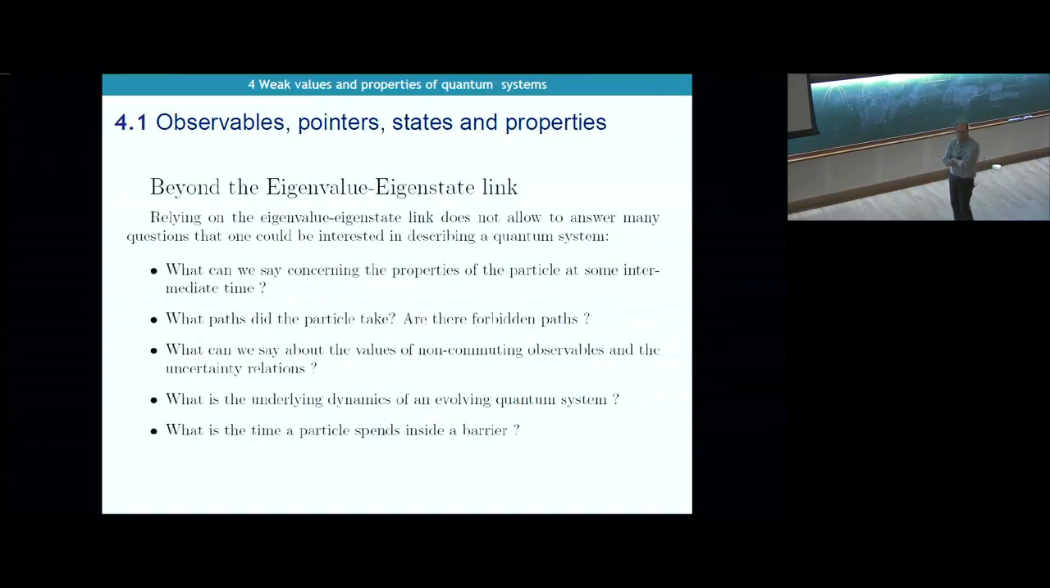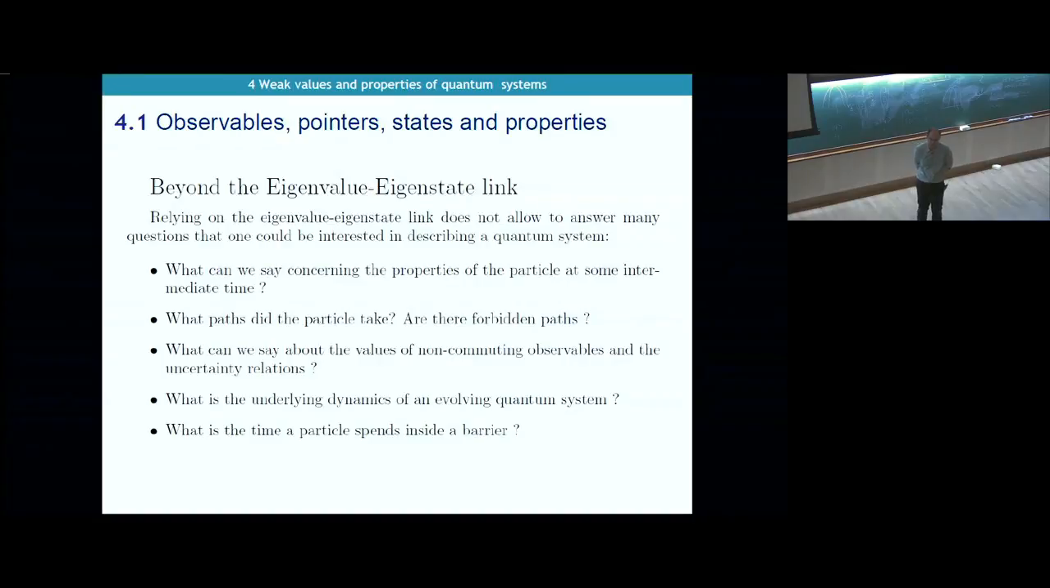Now, if we just rely on the eigenstate-eigenvalue link, there are many questions we are not able to answer, which will have meaning. And this is what I tried to convince you about during this lecture: if we want to say something about the properties of some particles at some intermediate time, then we cannot rely on the eigenstate-eigenvalue link. There is this protocol which we described involving weak measurements that tells you something. What it tells you is controversial, but at least it tells you something.